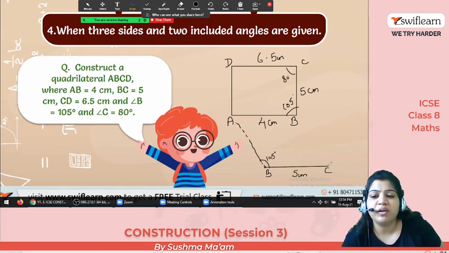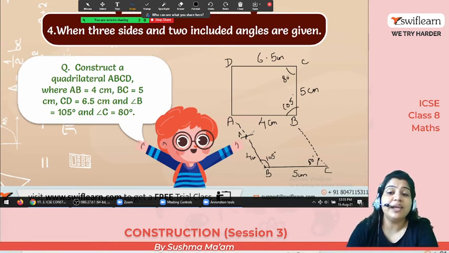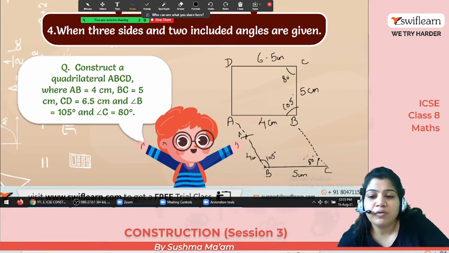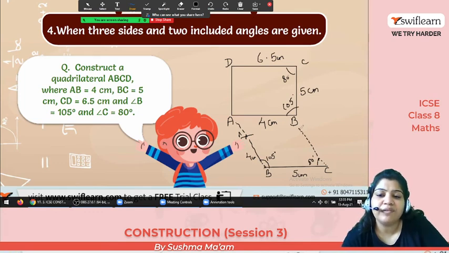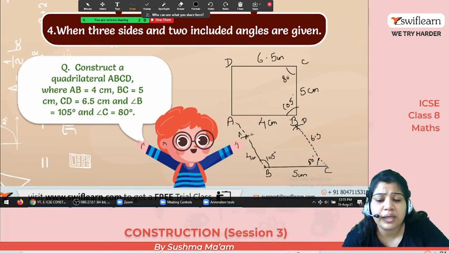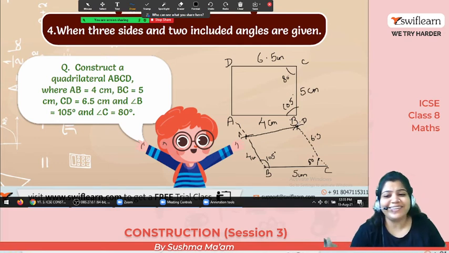And similarly from C, draw an angle of 80 degree. Okay, this one is 80 degree. Now you know the AB length. So with B as a center and a radius of 4 centimeter, cut an arc on this line, and this point is known as A. Now the next point: you know the CD length. So with C as a center, an arc of 6.5 centimeter, cut an arc, and this point is known as D. Nothing you have to do, just take the ruler and join these two points, and this is your desired quadrilateral. Easy?